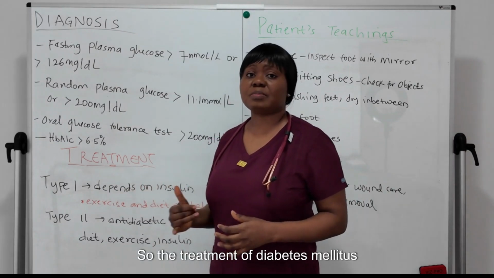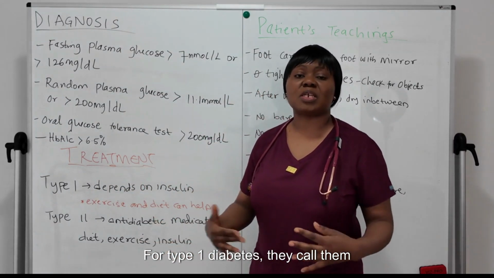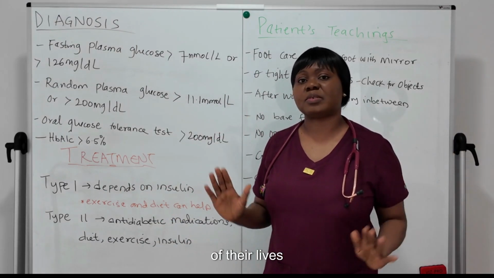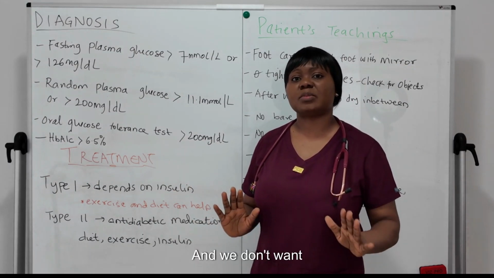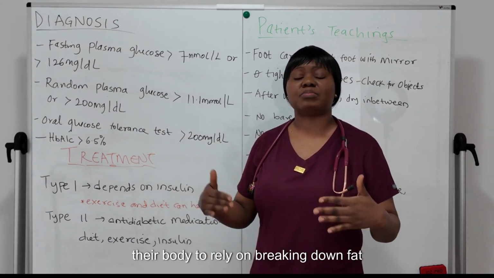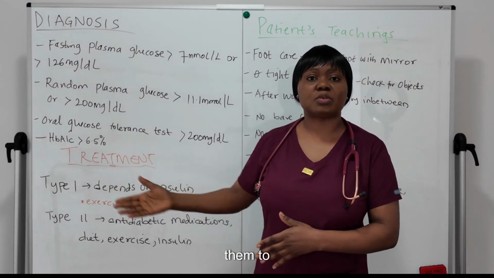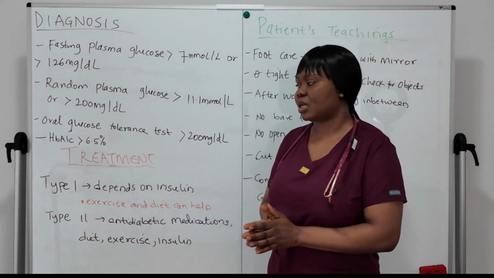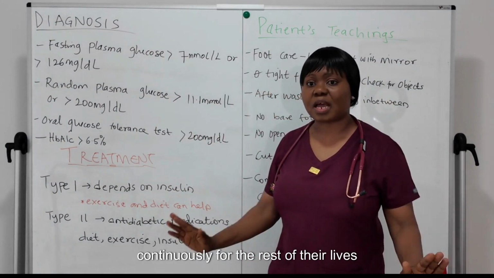Treatment. The treatment of diabetes mellitus depends on the type. For type 1 diabetes, they call it insulin-dependent diabetes mellitus, so they are dependent on insulin for the rest of their lives because there's no insulin at all. And we don't want their body to rely on breaking down fat for release of energy, because that would lead them to ketosis and diabetic ketoacidosis and all that. So they put them on insulin continuously for the rest of their life.